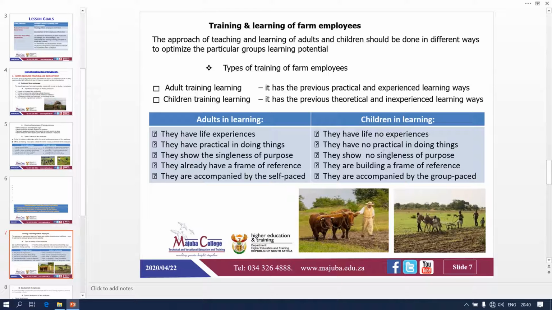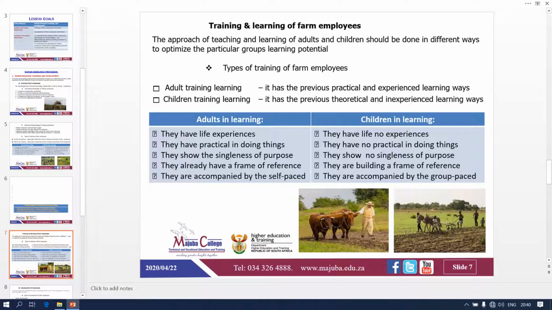How do you look at them now? Let's look at these trainings. They are totally different. Remember, this one is an adult. He has been on the farm for long. You want to train this individual for the new thing. They have life experiences. They know things. They have practical experience in doing things. As you can see, he is normally moving with a big stick. He just controls one horn of one bull, and that's it.